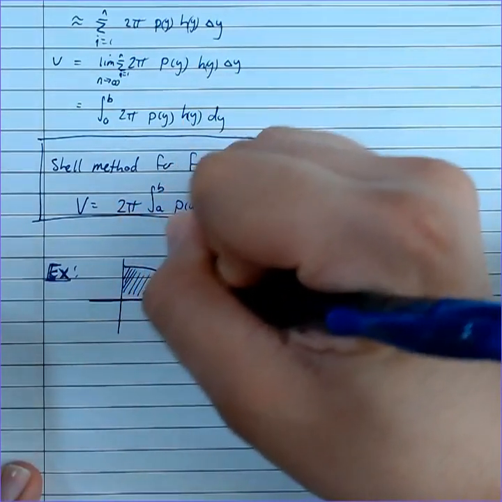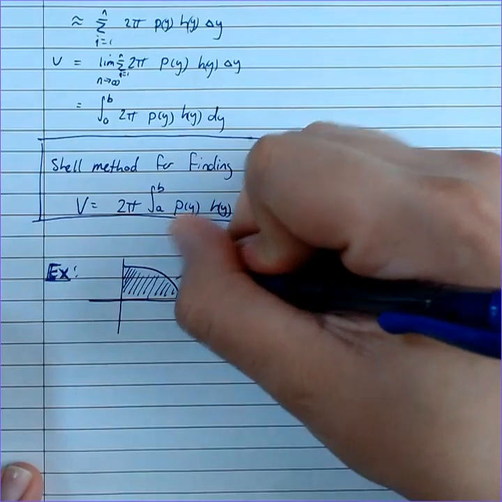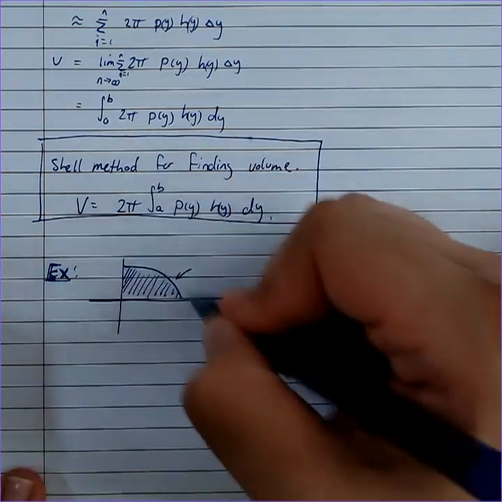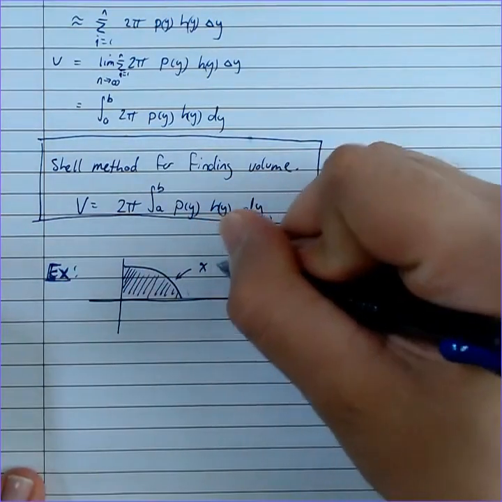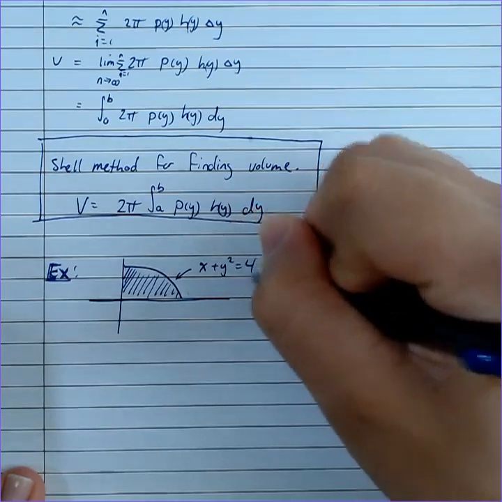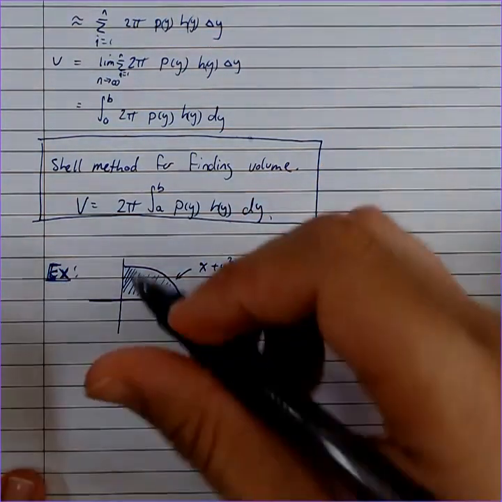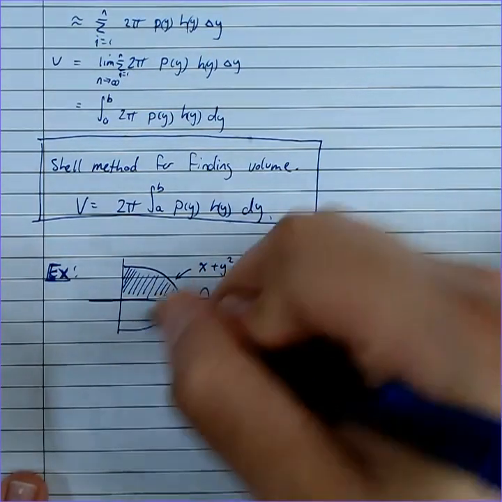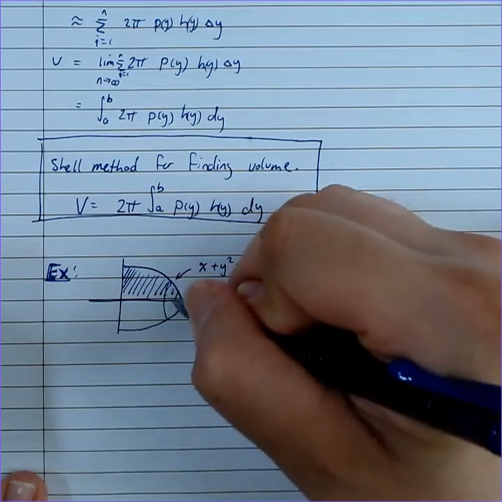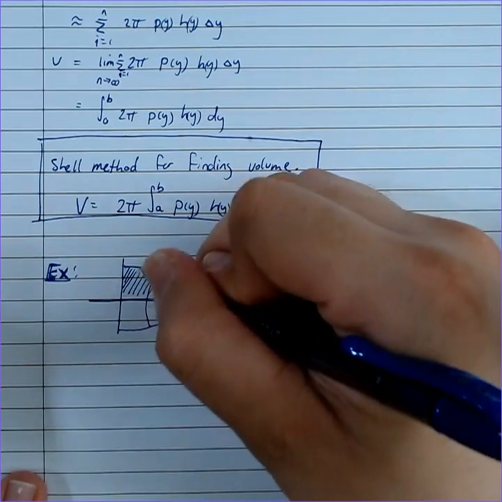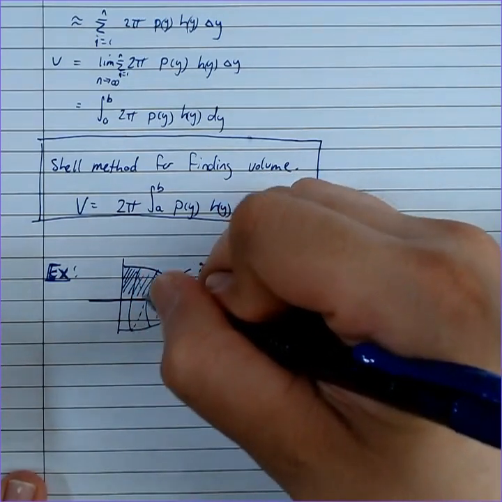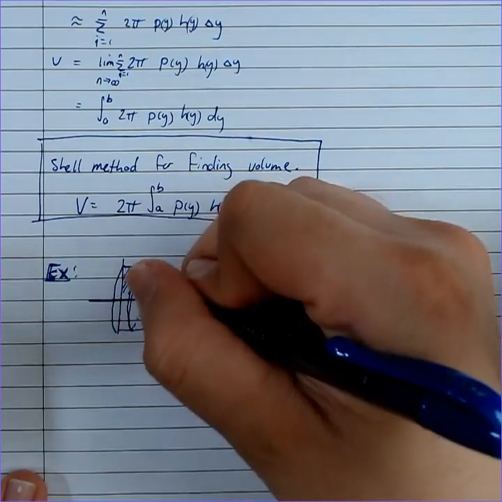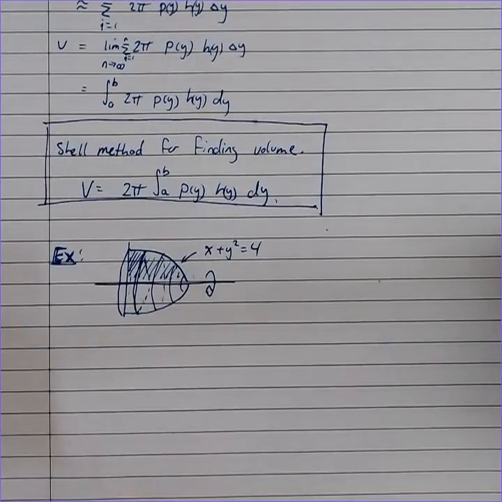So we'll start off with the flat region in the plane. This region is bounded by the y-axis, by the x-axis, as you see here. And this curve is x plus y squared equals 4. Okay, so now we're going to revolve this around the x-axis, which is going to make it look something like this. And that's our solid object.